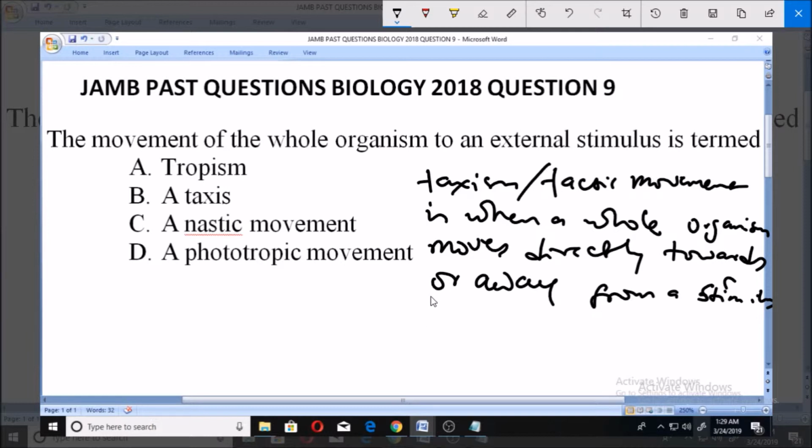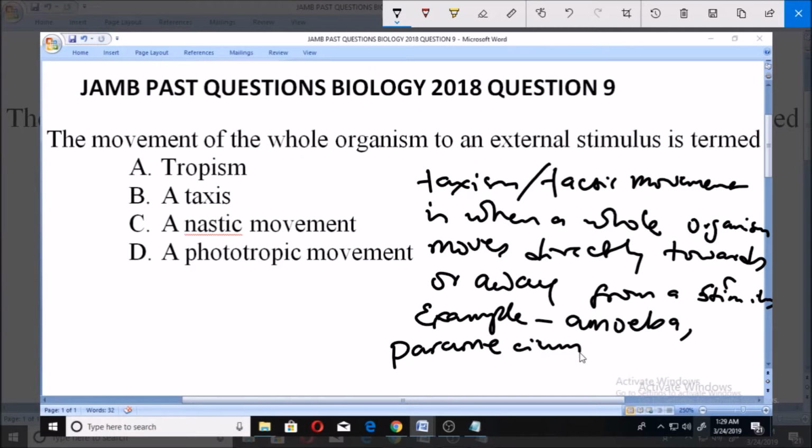Such movement occurs in, so where can we see taxism? An example is, as we see in amoeba, these small microorganisms, when they want to respond, the whole of their body moves, unlike human beings, where parts of the body move. We also have paramecium. You can see it in paramecium. You can also see it in earthworm. So these are where we can see these taxism movements or tactic movements.